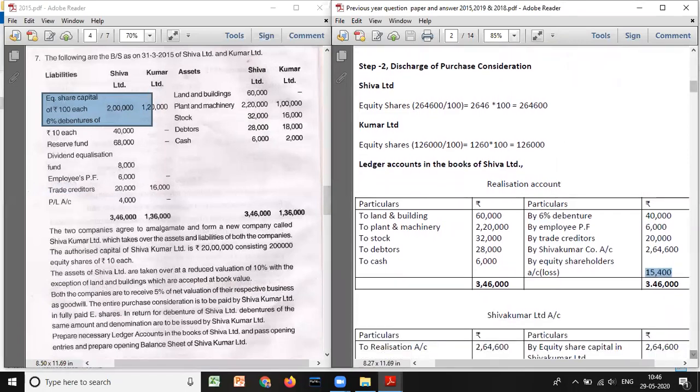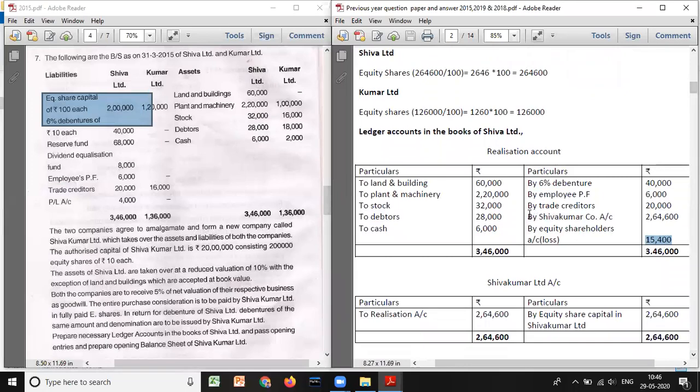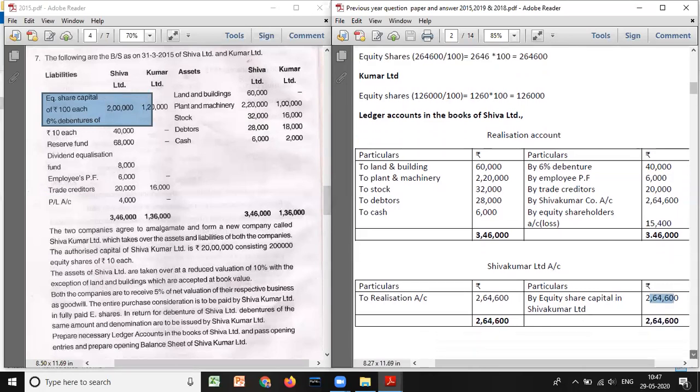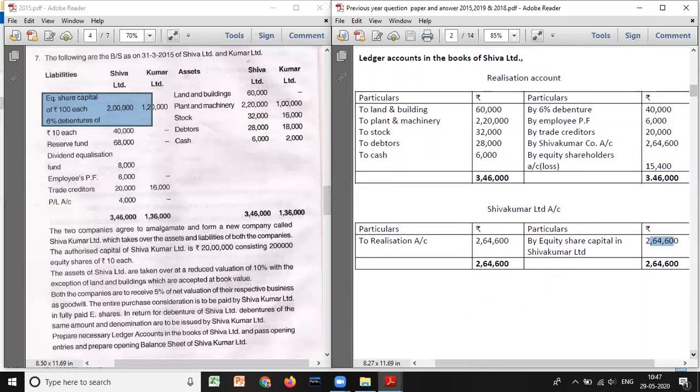Next, you have to prepare Shiv Kumar Company Limited account. It's simple. See, here you have debited Shiv Kumar Limited company account, how much? 2,64,000. And when you are preparing Shiv Kumar Limited account, this account is credited. Correct, no? That means when you are preparing Shiv Kumar company account, this realization account should be debited. So look at here, you are preparing Shiv Kumar Limited account, so realization account 2,64,000. Done. That's all. Now, how will it be paid? Discharge of PC. Always on the credit side, you have to write discharge of PC by issue of equity shares, like by equity share capital in Shiv Kumar Limited, 2,64,000, and both the sides will be the same. So we are done with the ledger account, Shiv Kumar Limited account.